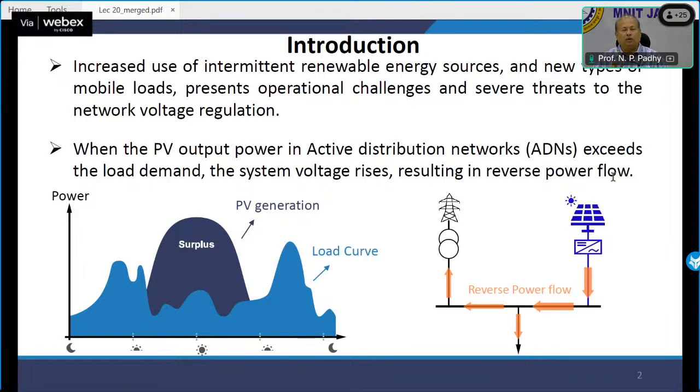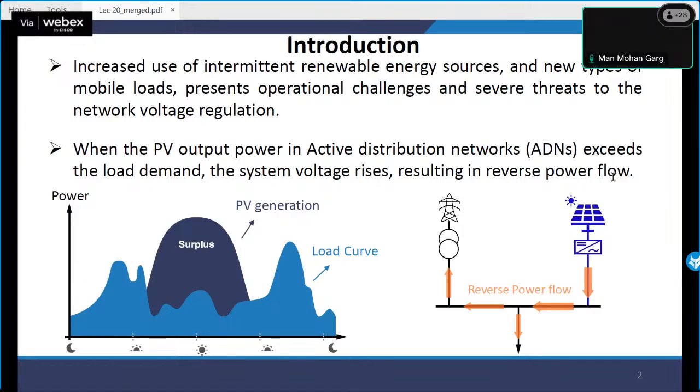First of all, you're operating during peak hours. You may have excess of 1% or maybe shortage of 1%. And during that time, the expected energy from the renewable energy integrated sources, if the load is not matching as desired with the generation, then probably the system is going to face a severe challenge. So when the PV output power in active distribution systems exceeds the load demand, the system voltage rises, resulting in reverse power flow too.